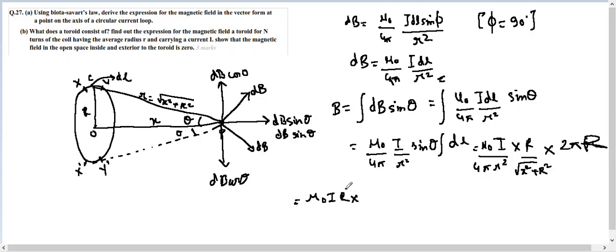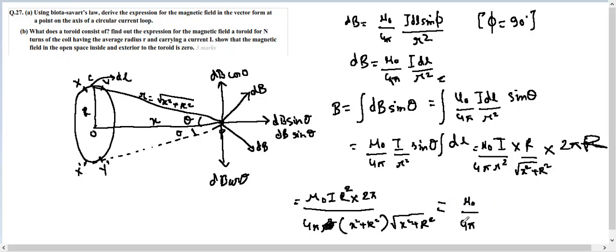So mu naught I R square is something that we can write down as well, and then we have 2 pi and 4 pi r square. Instead of r square we were supposed to write x square plus r square, and then under root of x square plus r square that we were already having. So finally we can write it as mu naught upon 4 pi and then 2 pi R square I upon x square plus R square to the power of 3 by 2.